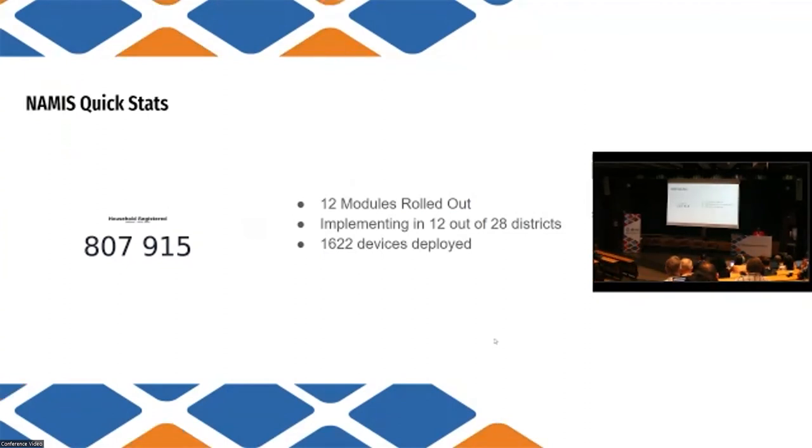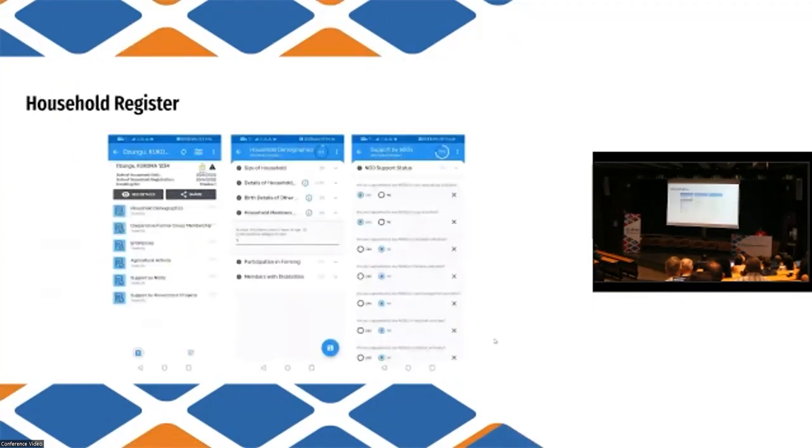And 1,622 devices, translating to the number of staff that were trained and that are collecting the data in the system. So this is just a snapshot of the household registration. As I indicated, it's one of the modules that the ministry and even the donors in our sector are interested in, because we are able to collect detailed information to do with the household demographics, the enterprises the households are involved in, even the support that they are able to receive from NGOs and from government projects.